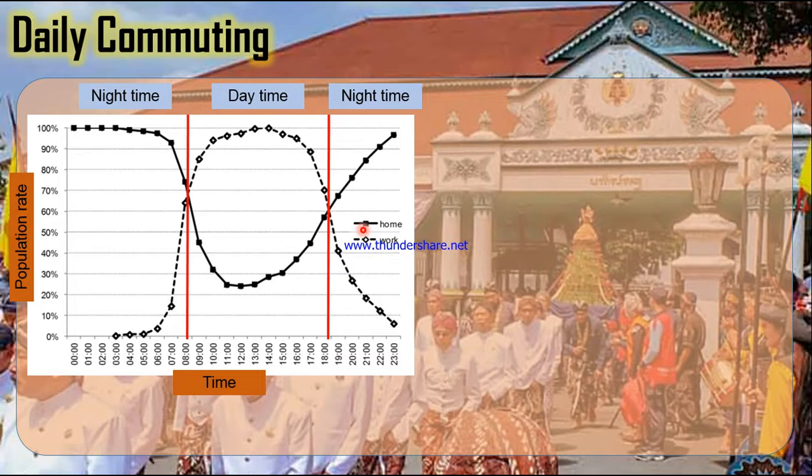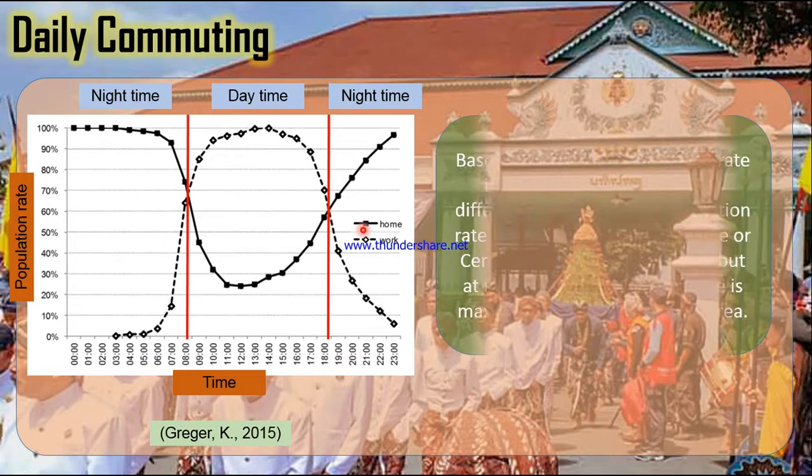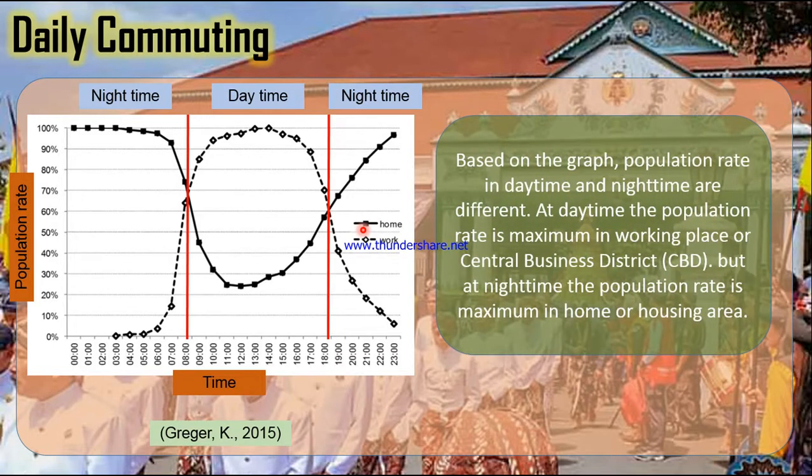This graph is based on Gregory's 2015 study. Based on the graph, the population rate in daytime and nighttime are different. At daytime, the population rate is maximum in the working place or central business district. But at nighttime, the population rate is maximum in home or housing area.